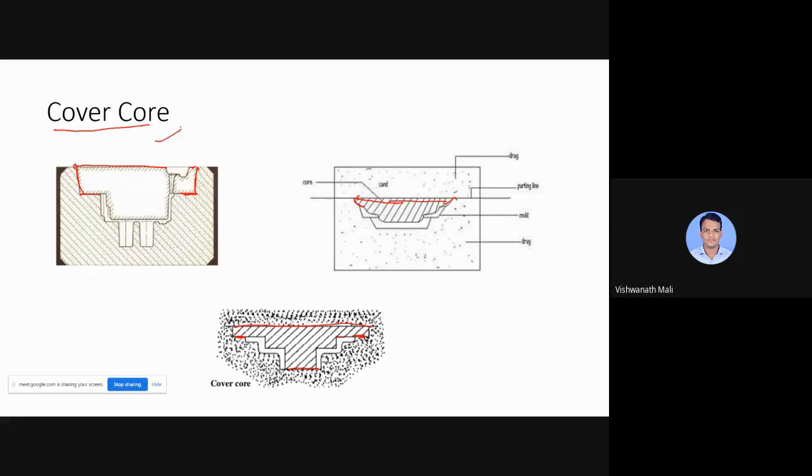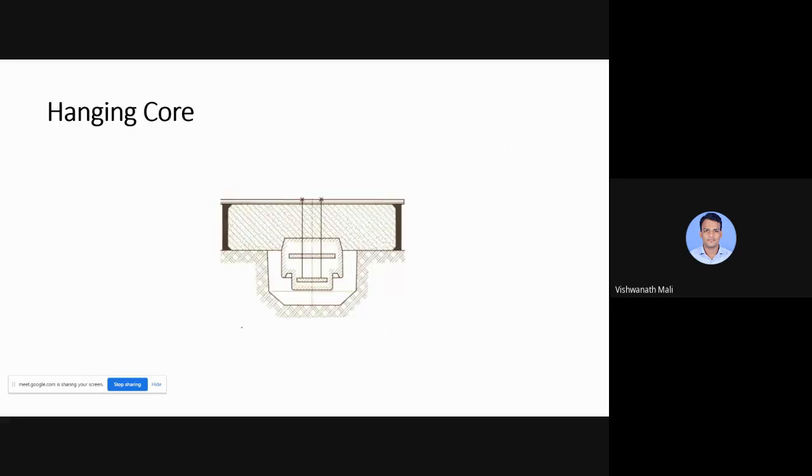When it is covering all the part of mold and it is supported somewhere in the mold, that is called cover core. Here you can see the support. So that is called cover core. So it is not like that it is covering from all sides, but in this front view it is covering all part of this mold. That is called cover core. Now hanging core.